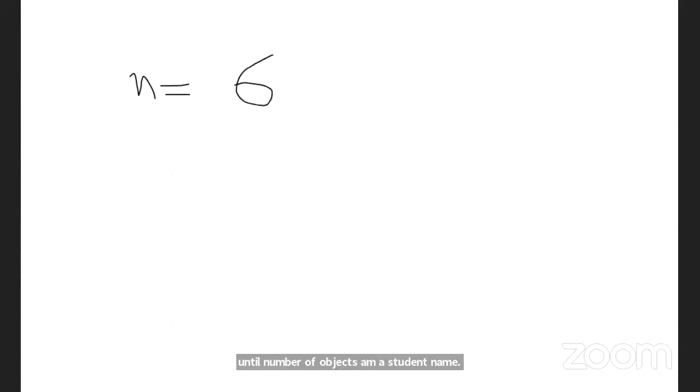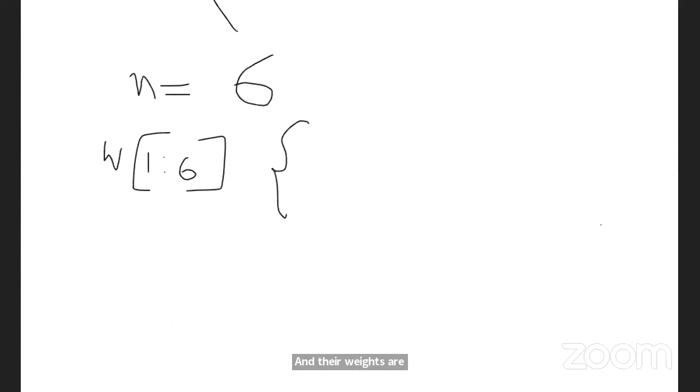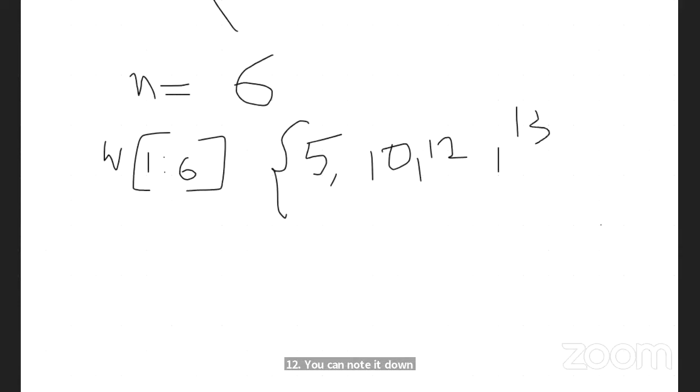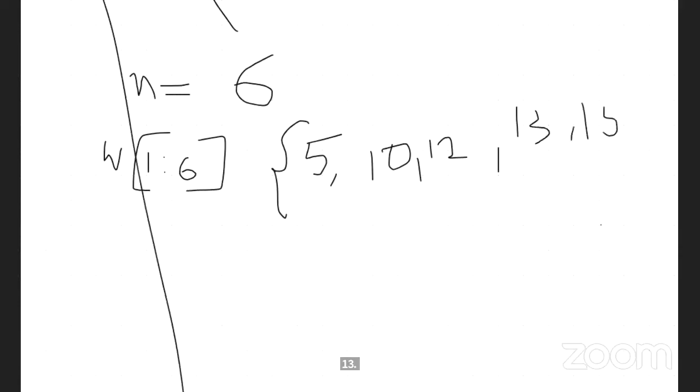You are having 6 objects, right? And their weights, right? We have talked about this in dynamic programming, right? So you are holding these objects, 6 objects, and their weights are, right? You are having the weights as 5, 10, 12, 13, 15, and 16. You can note it down.